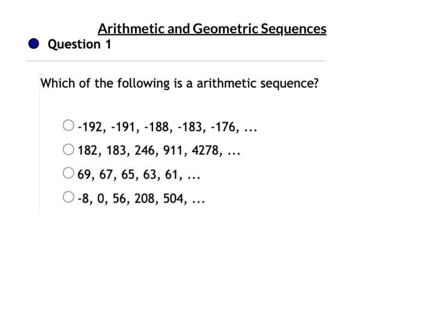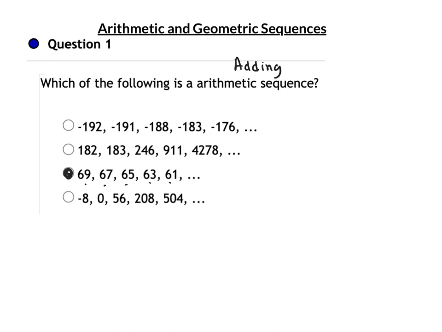The rest of this video is questions from your assignment. Question 1. Which of the following is an arithmetic sequence? Arithmetic means you're adding the same number over and over and over. You could add a negative, so it could be decreasing. So look for constant change. 67, 69, 65. Looks like we're going down 2 everywhere. This must be the one.